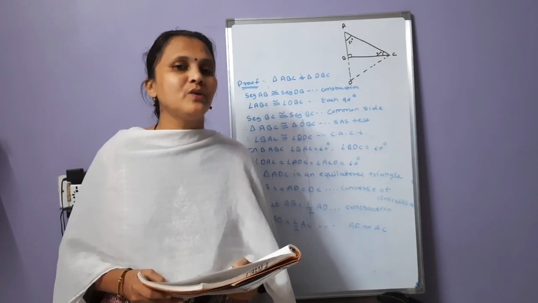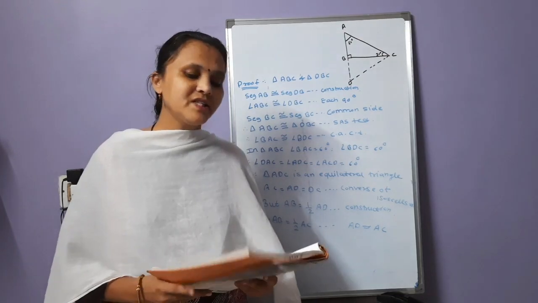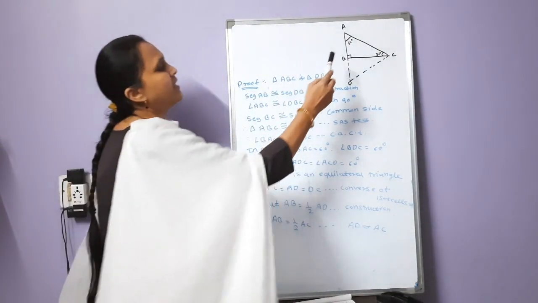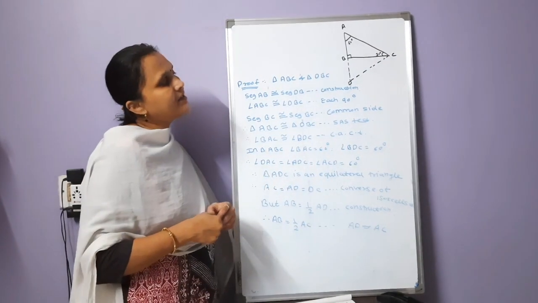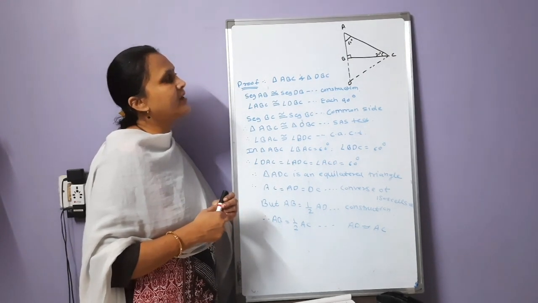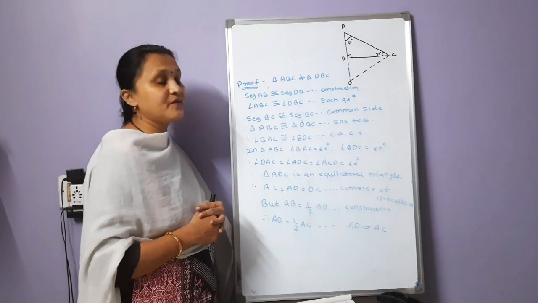So how to prove this? For that we first have to write the given, to find, and then the construction. So what is the given? It is given that triangle ABC is given, and in that triangle the measurement of angle C equals 30 degree and the measurement of angle A equals 60 degree.